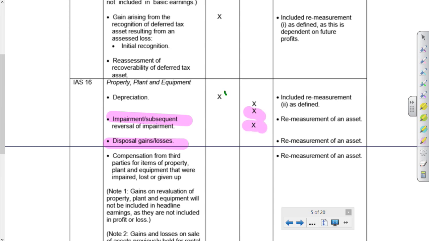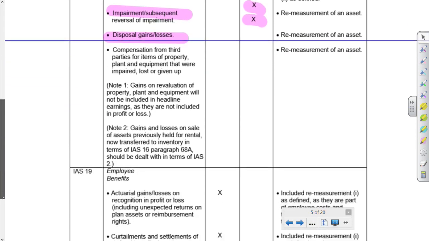Depreciation stays in. It's considered to be an operating cost, isn't it? It happens every year. It gets put in depending on how we're using assets, isn't it, to make profits. But impairments don't happen all the time, isn't it? Disposals of assets don't happen all the time. So those things are adjustments, capital in nature.